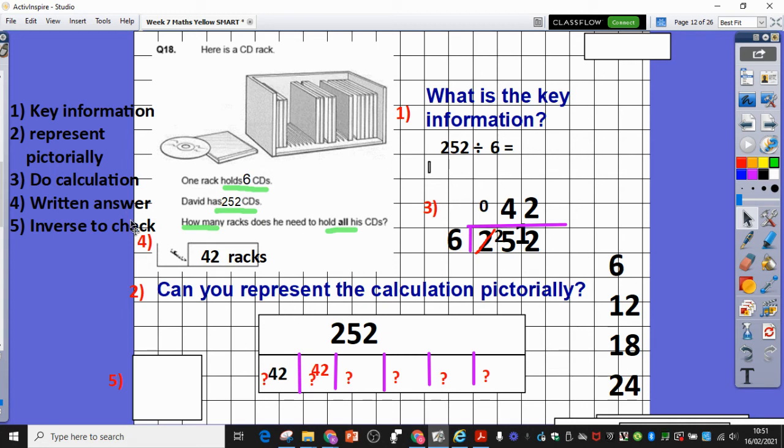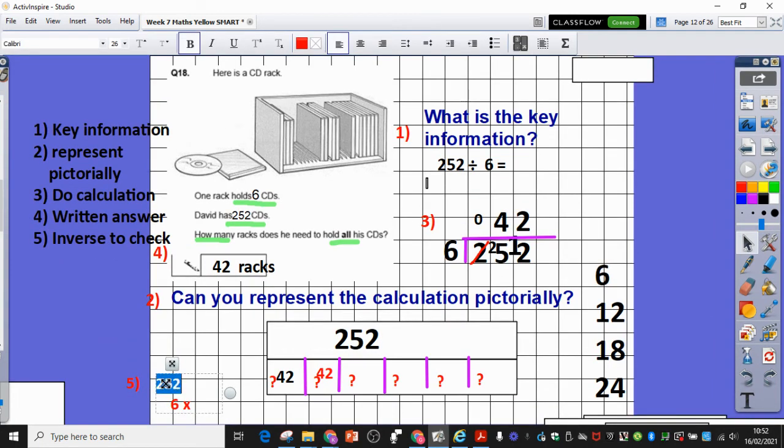So I'm now just going to do the inverse to check that I'm right. I'm going to use multiplication to do that. So I'll be doing 42 multiplied by 6, and it should get me to 252. So let's recap. Key information, underlining it, represent it pictorially, do the calculation, do the written answer, do the inverse to check. Okay, follow this and you won't go wrong.